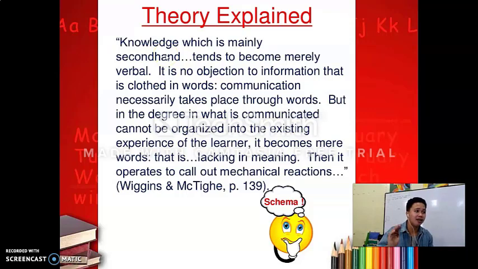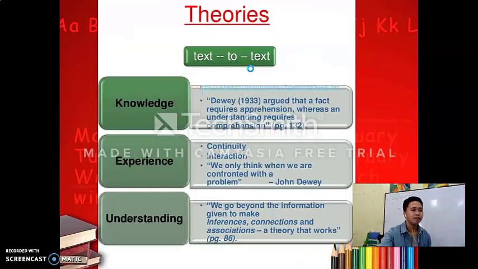So we learn everything based from our experiences and from the adults and different persons that we encountered, the experiences that we encountered, and then it becomes our own knowledge. So the theory, this text to text knowledge, from the knowledge, John Dewey said that facts require apprehension, whereas an understanding requires comprehension.